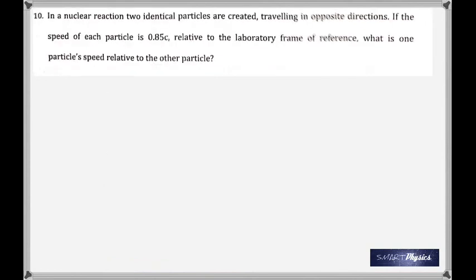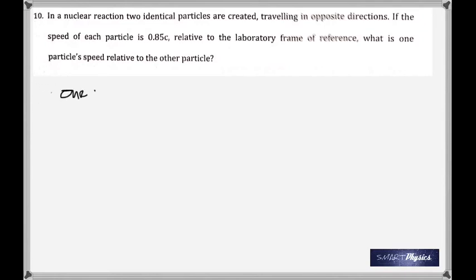In a nuclear reaction, two identical particles are created traveling in opposite directions. If the speed of each particle is 0.85 c relative to the lab frame of reference, what is one particle's speed relative to the other particle? Interesting. The speed of each particle is 0.85 c for a person who is in the lab and watching these two move in opposite directions. The question is, what is the velocity of one relative to the other?